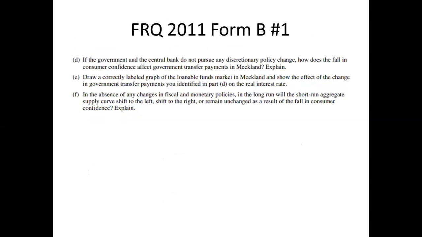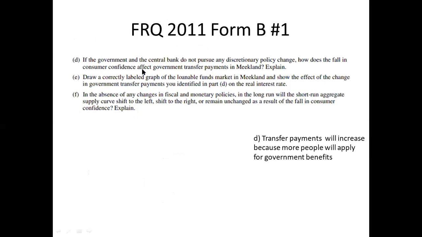All right, rest of the question. D, if the government and the central bank do not pursue any discretionary policy change, how does the fall in consumer confidence affect government transfer payments in Neekland? Explain. Okay, this is a review term we learned way back in September. Transfer payments are money collected from the government. The answer is they're going to go up. Why? Transfer payments includes unemployment.